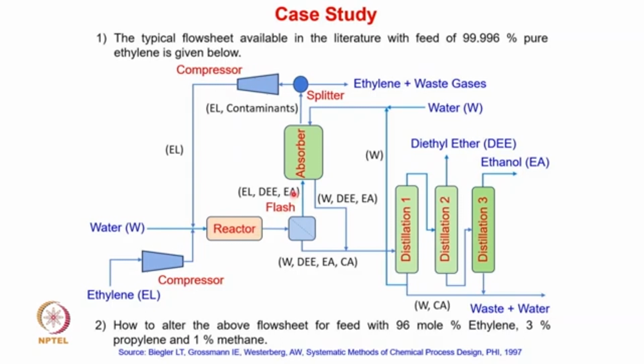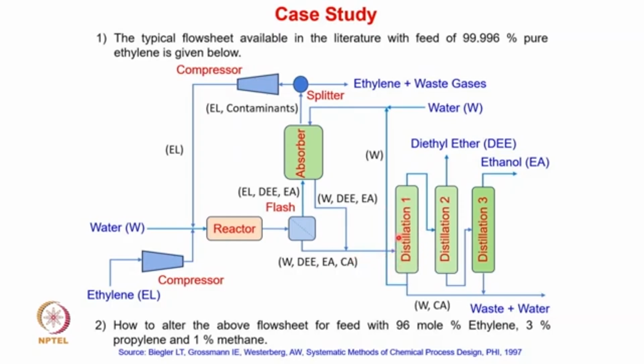the reactor. Again, in the flash unit, the liquid coming out from the flash unit actually comprises water, diethyl ether, ethanol and croton aldehyde. So this stream is then mixed with the water stream which is coming from the absorber, and this mixed stream is then fed to the distillation unit.